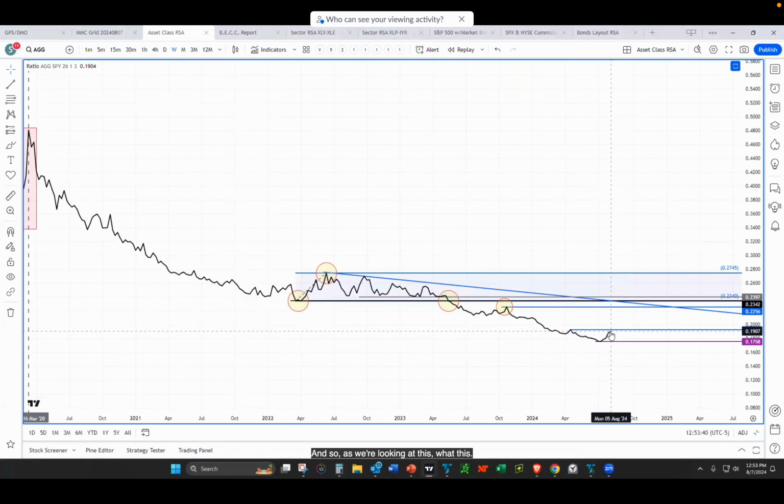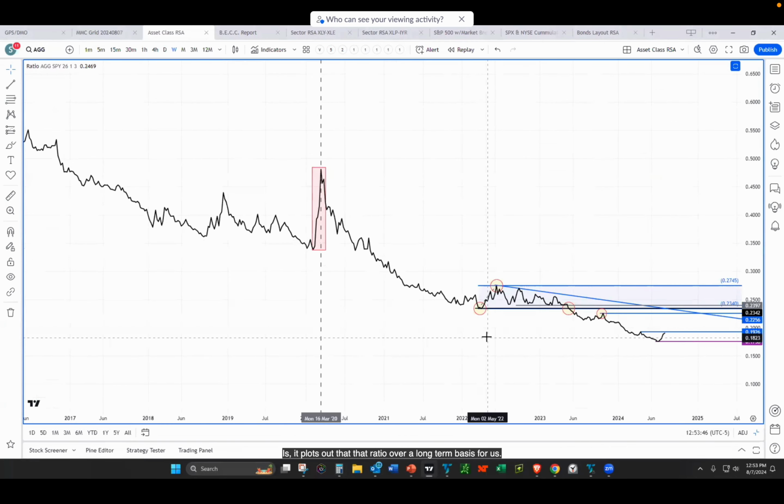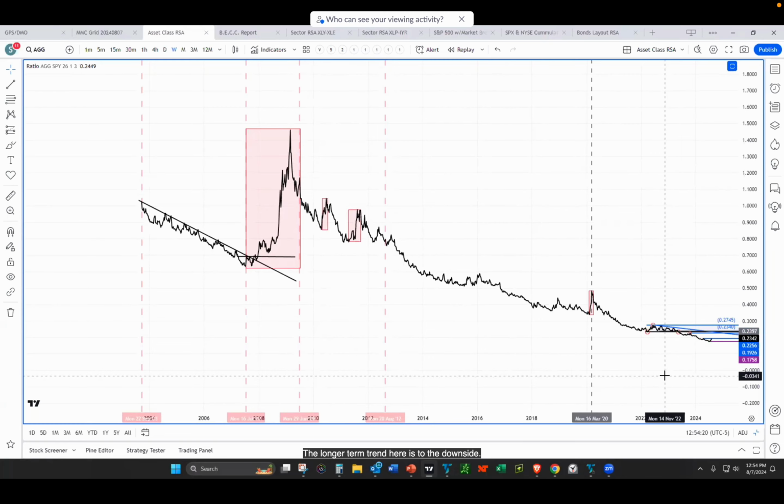And so as we're looking at this, what this plot does is it plots out that ratio over a long-term basis for us. Now, if we see that ratio is in a general downtrend, that tells us that bonds are underperforming stocks. If we see that it's in an uptrend, that tells us that bonds are outperforming stocks. So the last time that really happened was back in 2007 going through 2009 during a bear market, which you would expect to see that bonds are outperforming. We got a couple of other spots here in 2010, 2011. There was even some strength there in 2018 and 2020. But again, the longer term trend here is to the downside.